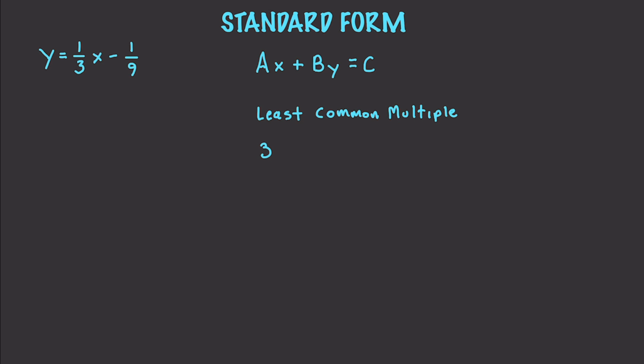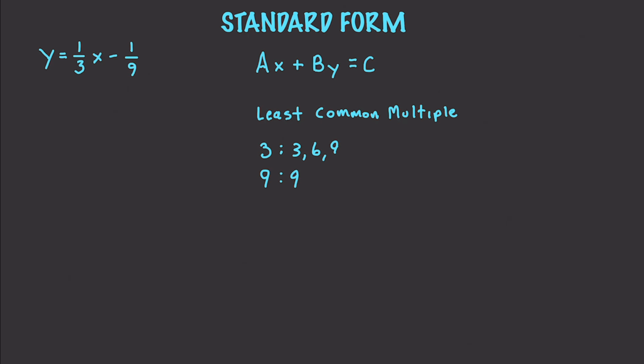Well, we're going to have our 3 and our 9. And our 3 is going to just be 3, 6, and 9. There we go, we got 9. And of course, 9 is also going to fit into that equation. So basically what we need to do here is multiply everything in this equation by 9.